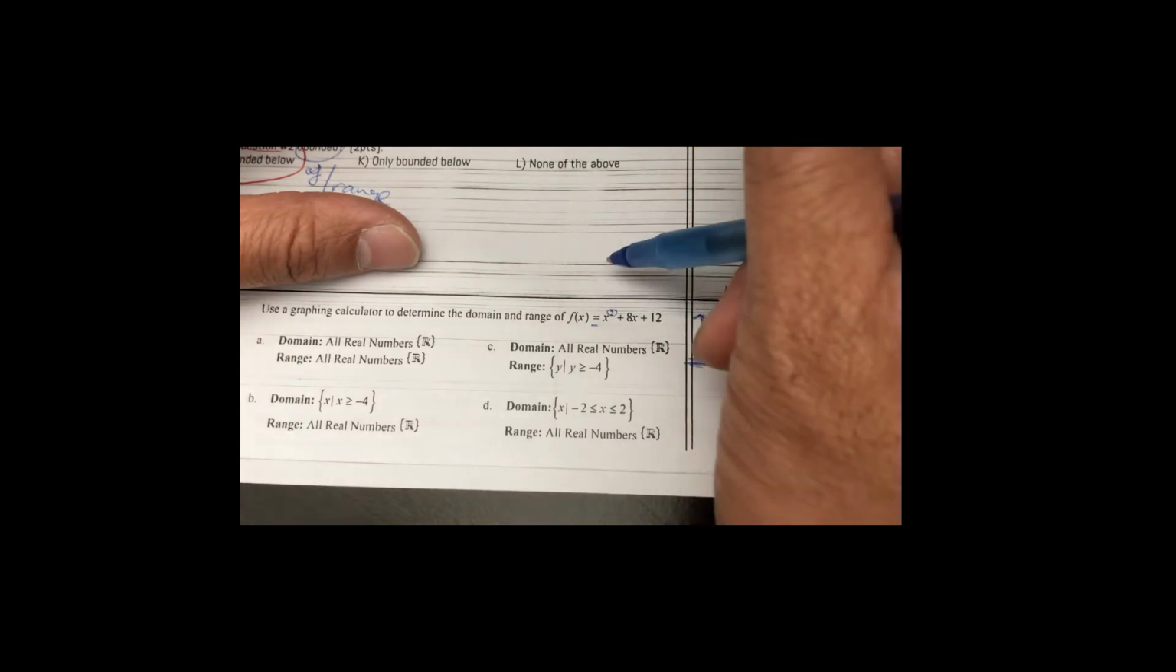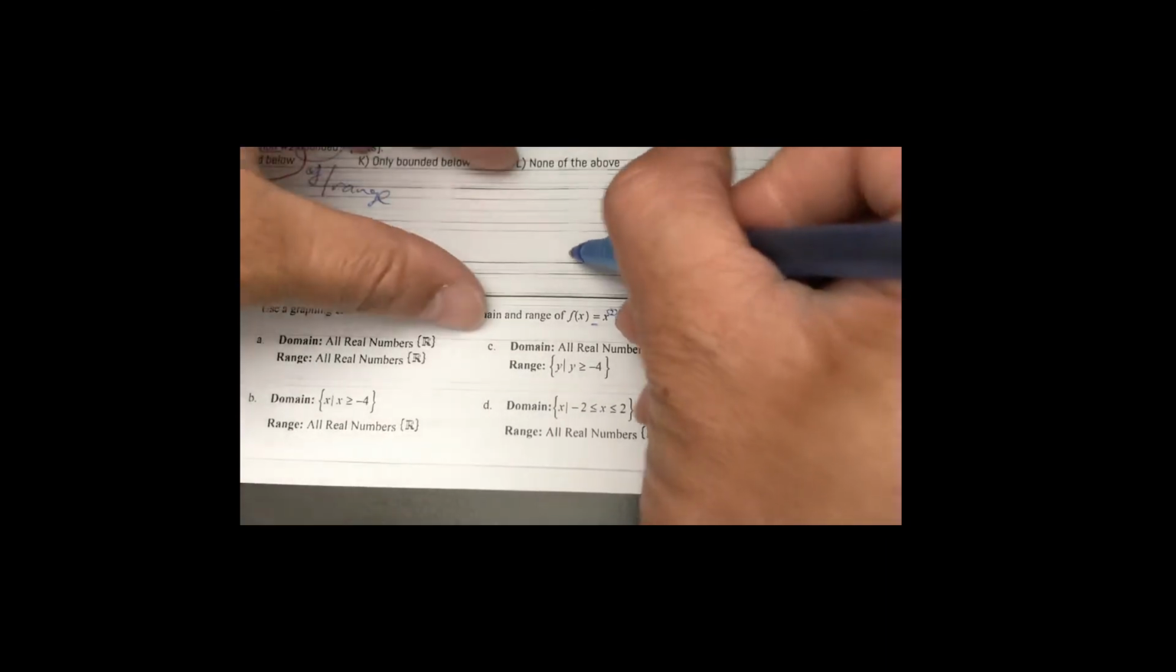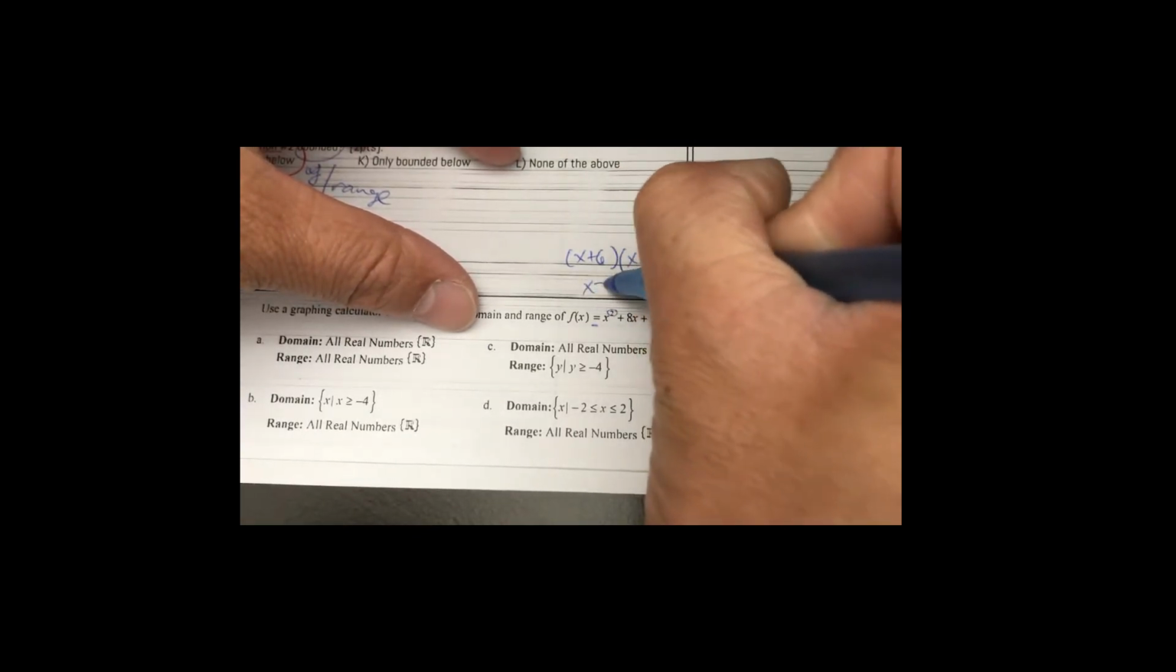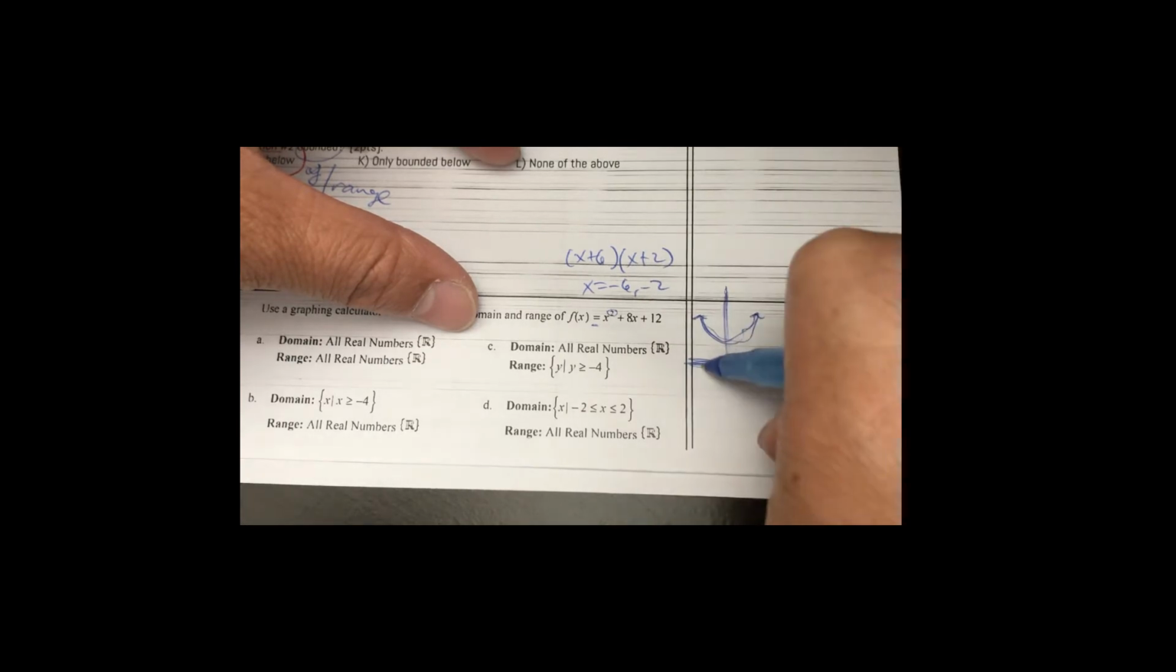let's say I totally did this problem without the calculator. I should have just factored it. Can you factor it? Yeah, x plus 6, x plus 2, so your x values are -6 and -2, so let's get a better graph. Nah, let's start over. -6, -2.